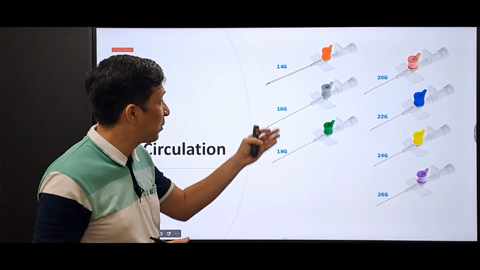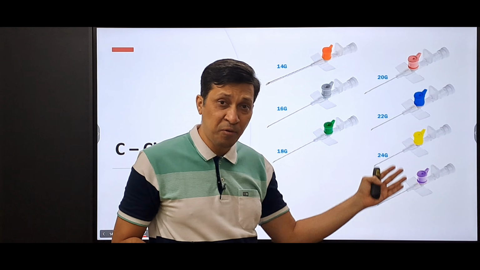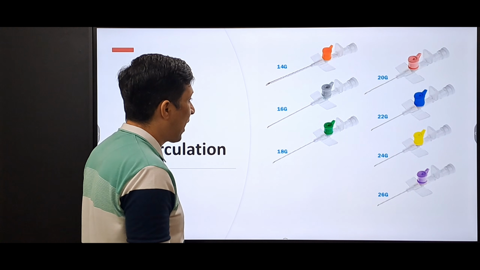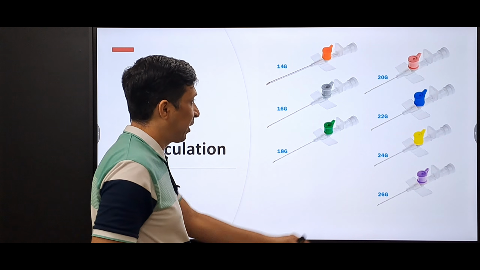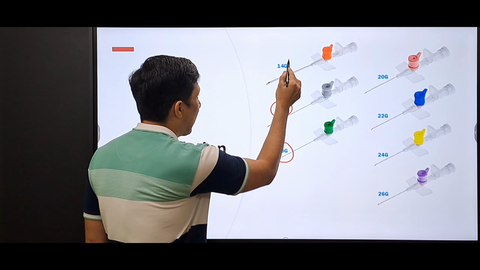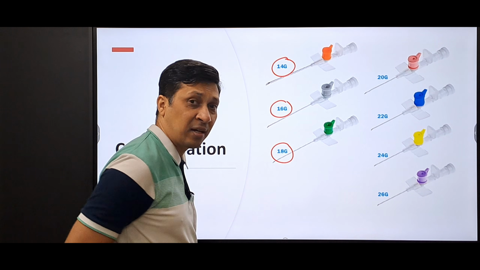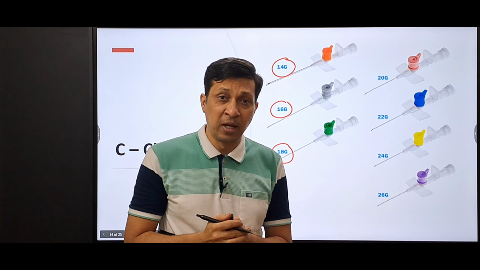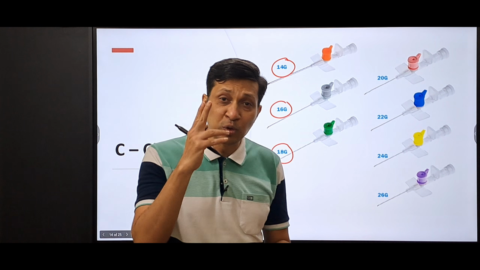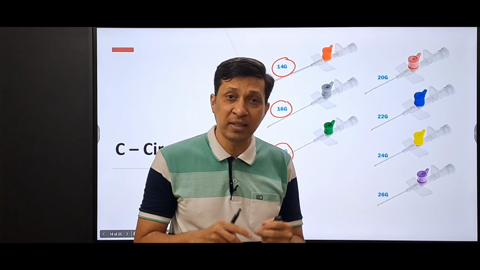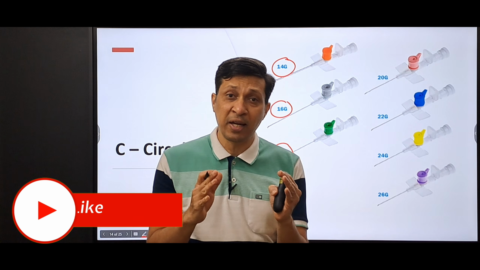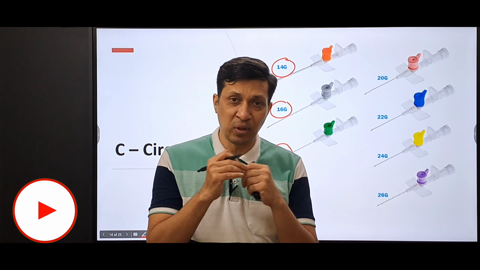So friends, now this is a picture of various types of cannulas. What do you mean by large bore cannulas? Large bore cannulas are all those cannulas above 20, so 18 gauge, 16 gauge and 14 gauge. All these are the wide bore cannulas. Preferably we secure 16 or 14 gauge cannulas in a patient who is profusely bleeding. So friends, in this way we manage the patient's circulation.